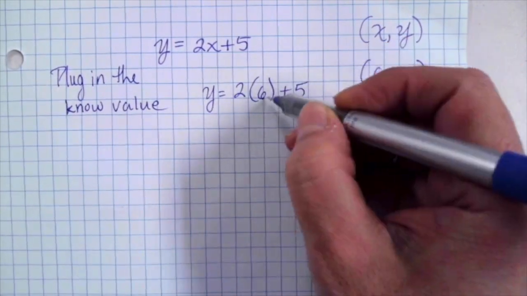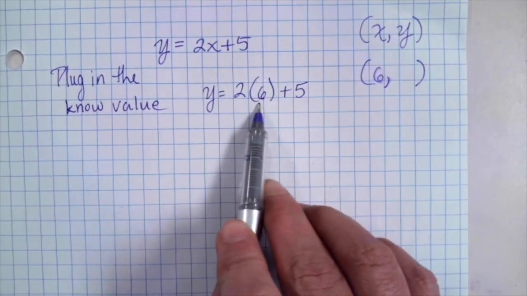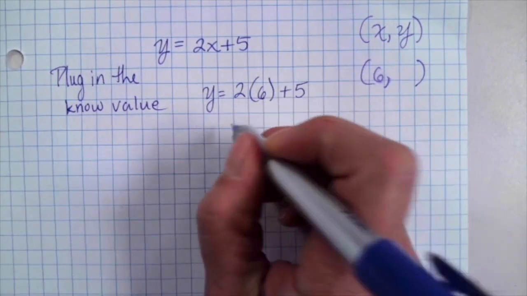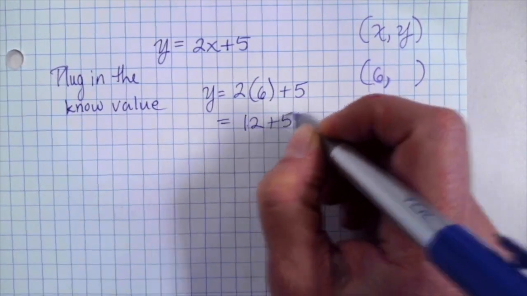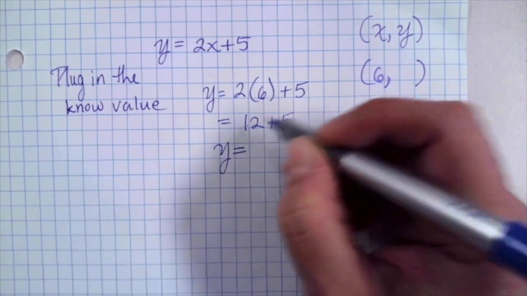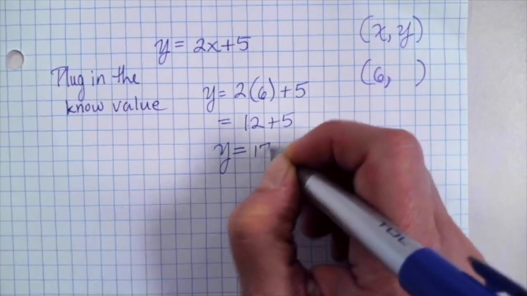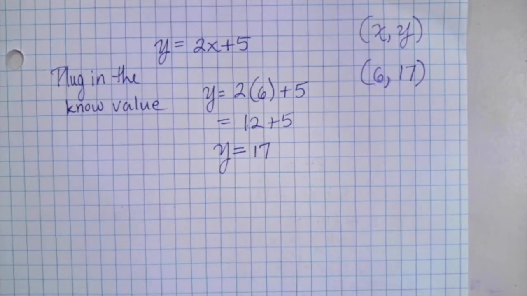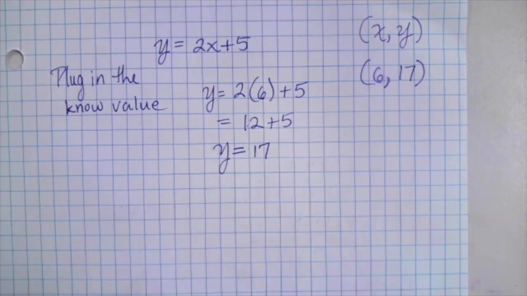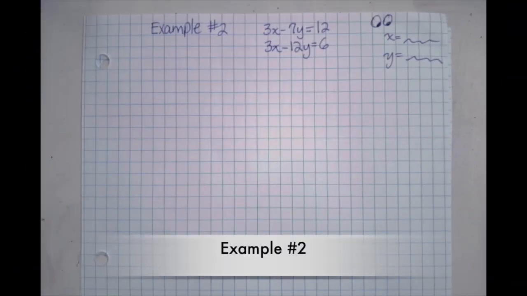And remember, when you're putting it in, you have to put it in parentheses, so that way you don't make any mistakes. So 6 times 2 is 12 plus 5. So y is 12 plus 5, which is 17. And I will put that right there. And that is your answer. Solution is 6, 17. So here is example number 2.